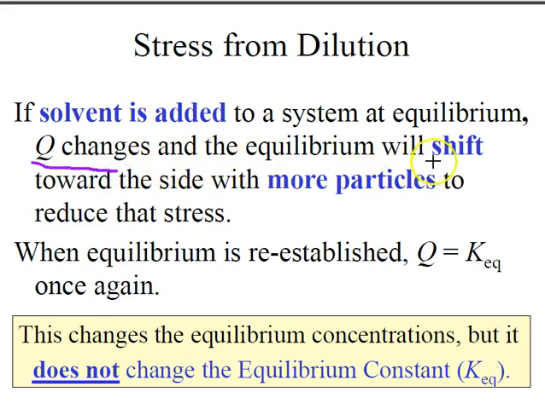How are we going to do that? We're going to shift to the side with more particles to reduce the stress. It's exactly like the gas stresses when we increase the volume. So if we increase the volume in an aqueous solution by adding more solvent, there's more room for those particles to move around, and so we're going to shift toward the side with more particles. Again, this change does not affect our K value.